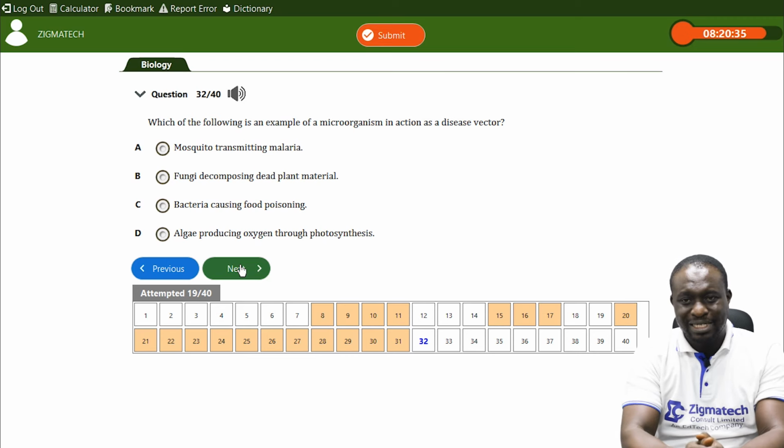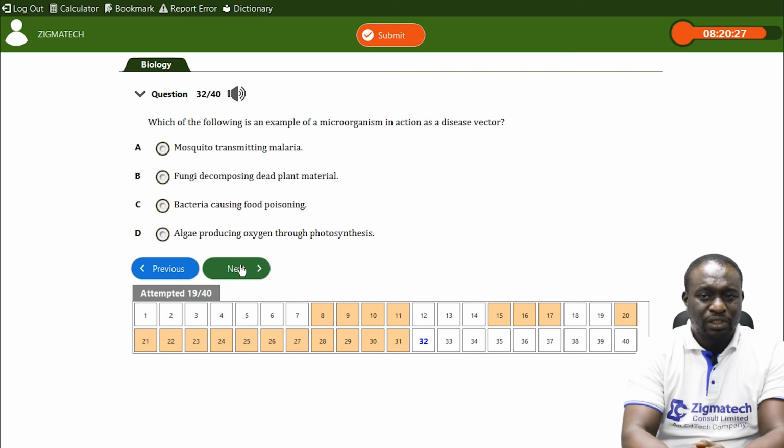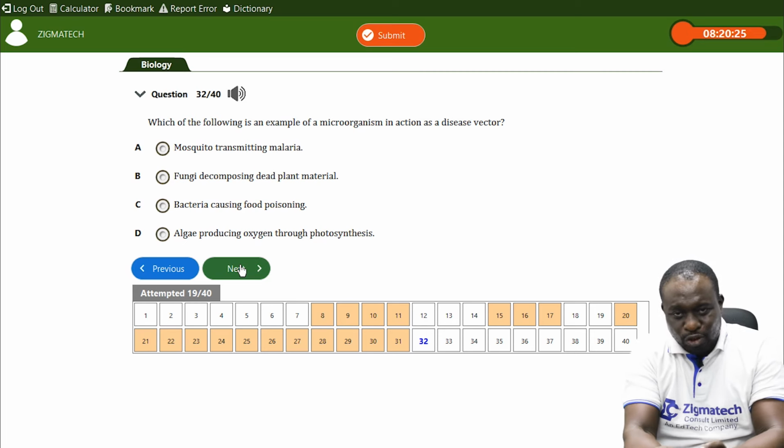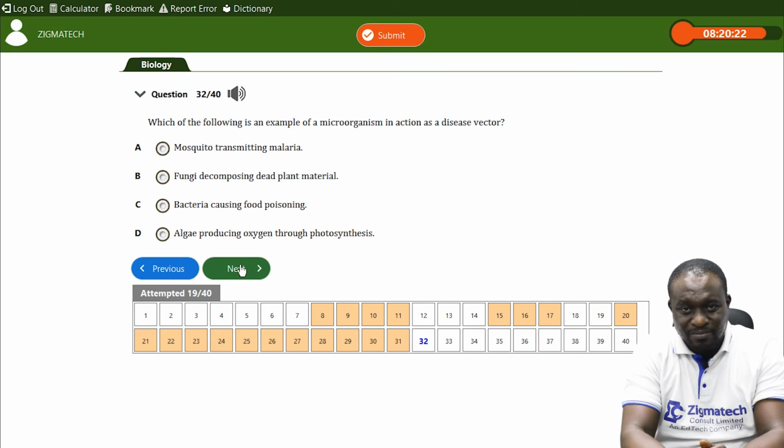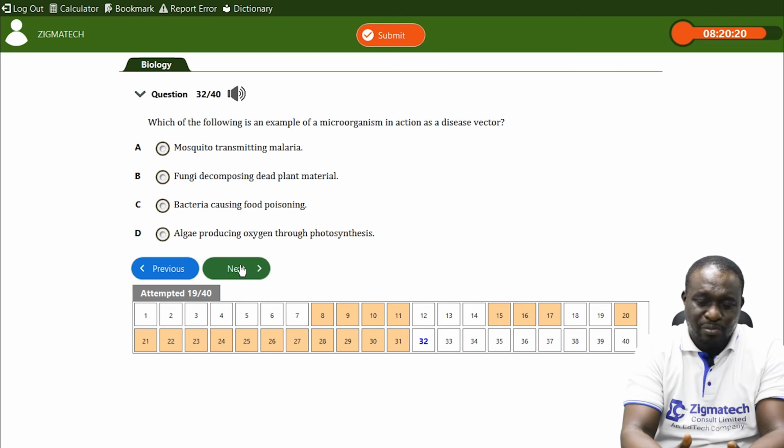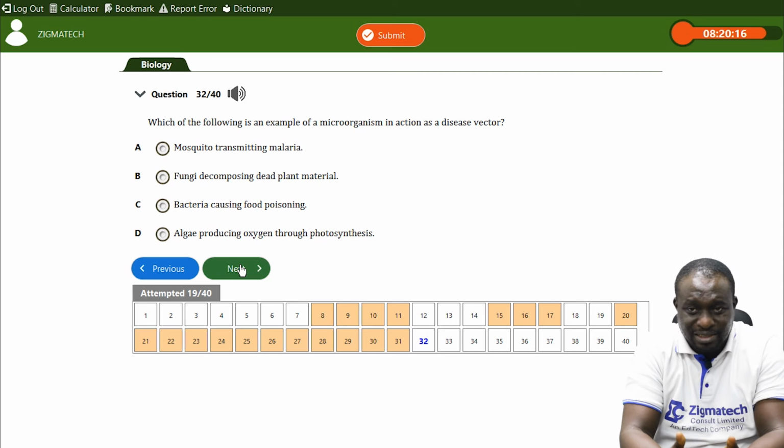Decomposition has nothing to do with diseases. Option C says bacteria causing food poisoning. Well, yes, bacteria cause food poisoning, but there is no vector in option C. At least there's supposed to be a vector that carries a particular bacteria and transmits a particular disease.